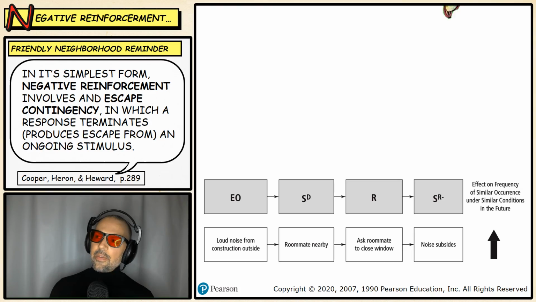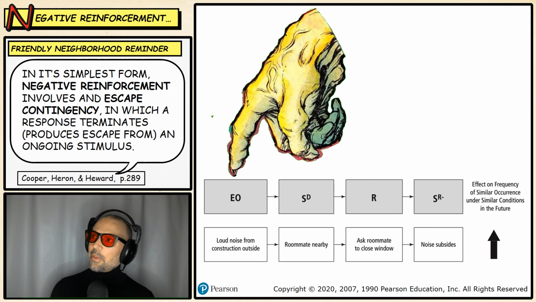Let's bring down that hand of fate. And I really hope I'm looking in the right direction here.